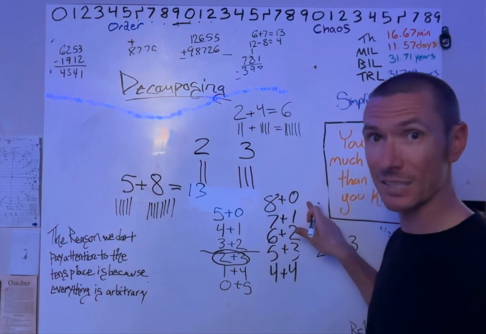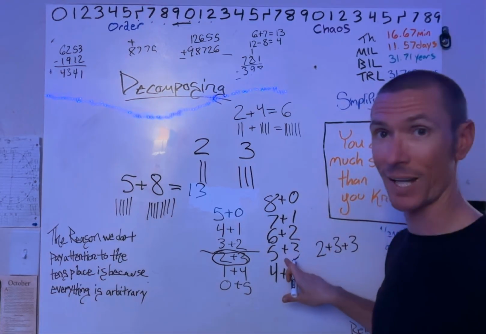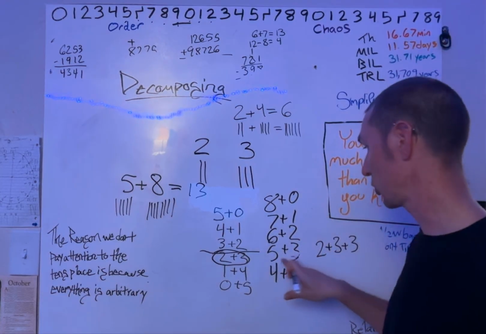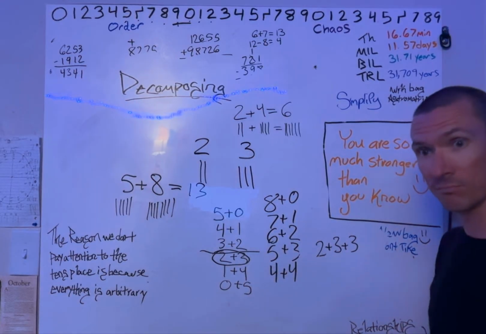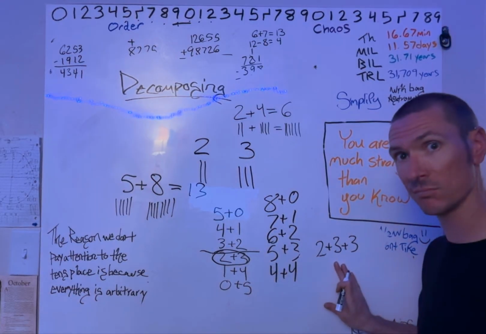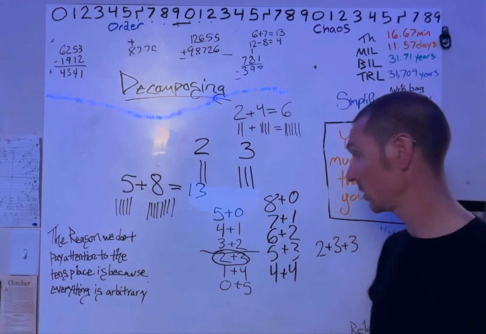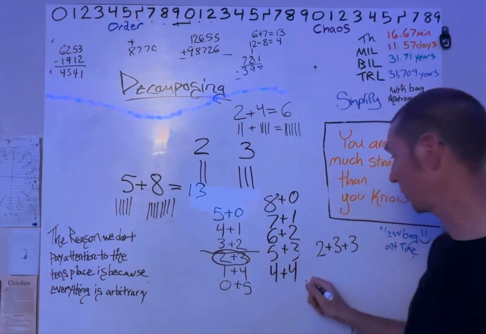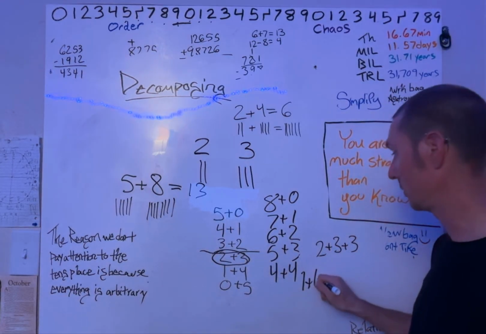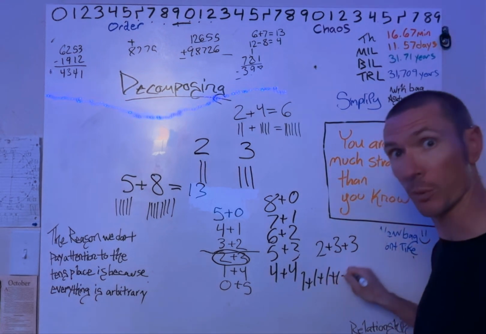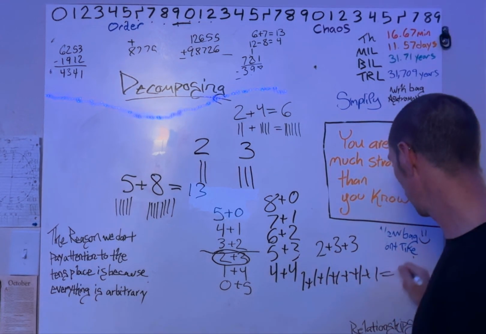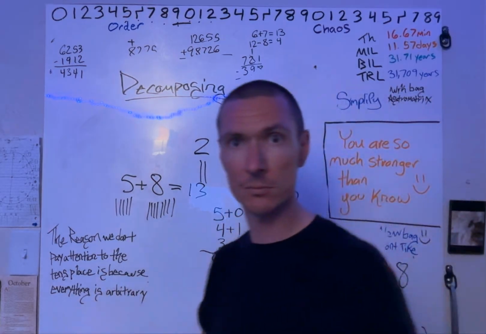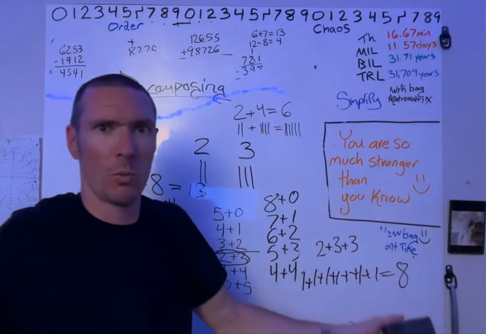And 8 can be represented as 5 plus 3. So you replace that 5 with this one, and you have 2 plus 3 plus 3. And guess what? That's going to be 8. You could break this down into its simplest form. 1 plus 1 plus 1 plus 1 plus 1 plus 1 plus 1, I don't know, I lost count, is equal to 8. You can just break it down into ones if you want.